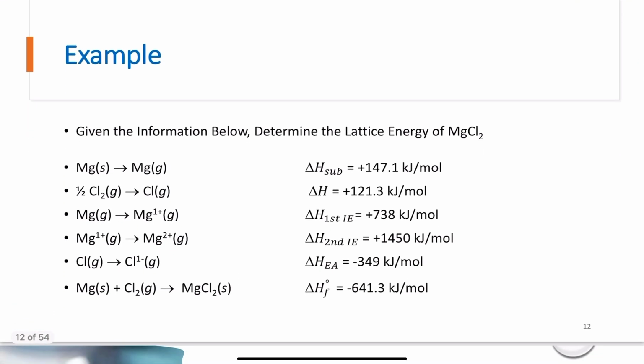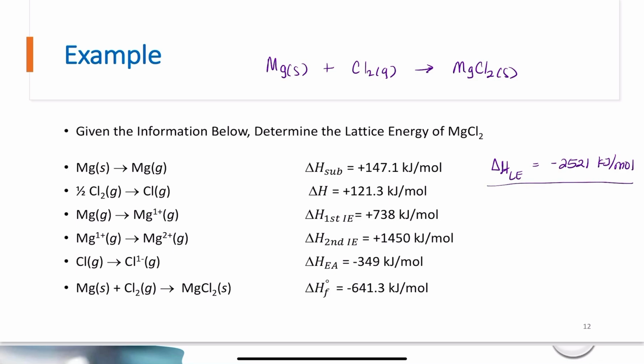And I'm going to let you work on this one on your own, but it's giving you a bunch of values, given the information below, to determine the lattice energy of MgCl2. So you're looking at Mg solid plus Cl2 gas forming MgCl2. And find your delta H for your lattice energy. You should find it to be -2521 kilojoules per mole. So this is the answer you should be finding using all these values. I want you guys to work this on your own, though, and see if you can get to the correct answer.